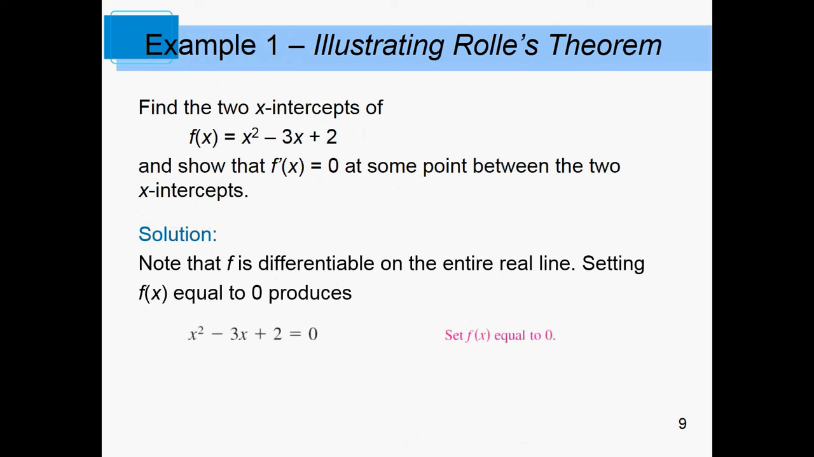So, we want to note that f is differentiable on the entire number line, so we know that we can do this. Setting f of x equal to 0 gives us x squared minus 3x plus 2 equals 0. So how is that going to factor out?